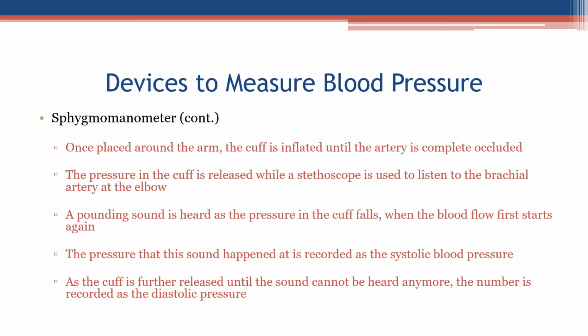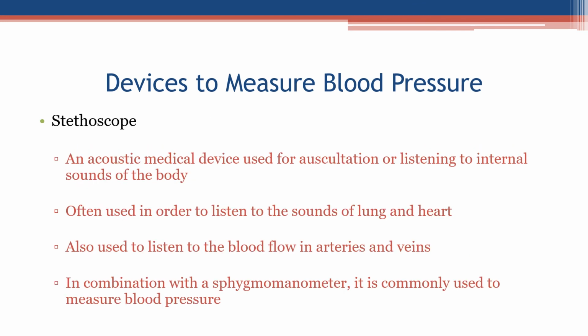The pressure in the cuff is released while a stethoscope is used to listen to the brachial artery at the elbow. A pounding sound is heard as the pressure in the cuff falls when the blood flow first starts again. The pressure that this sound happened at is recorded as the systolic blood pressure. As the cuff is further released until the sound cannot be heard anymore, the number is recorded as the diastolic pressure.